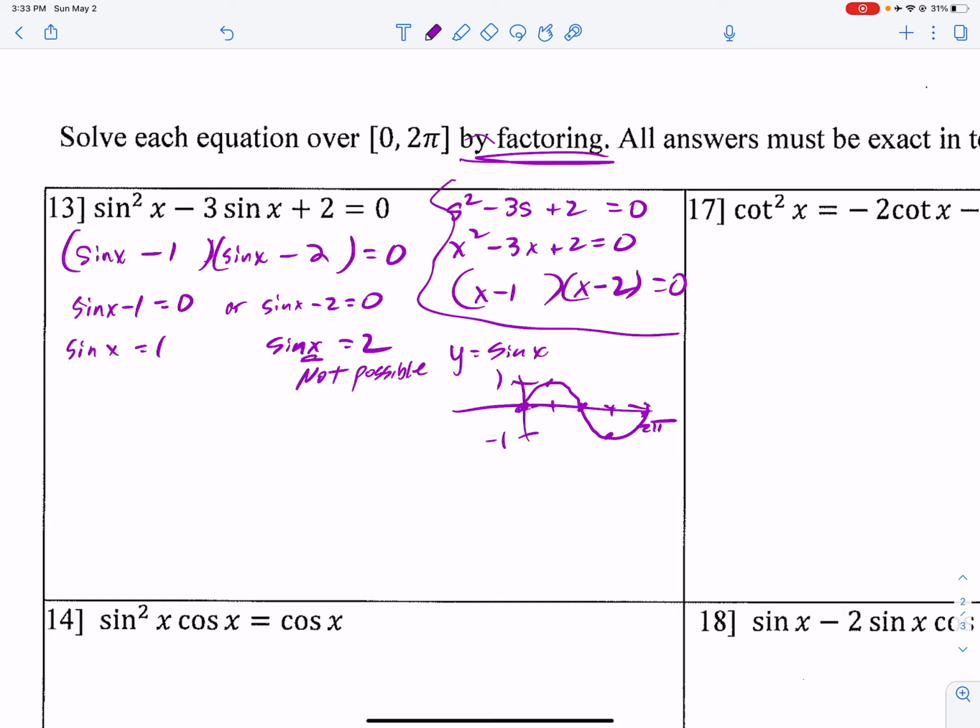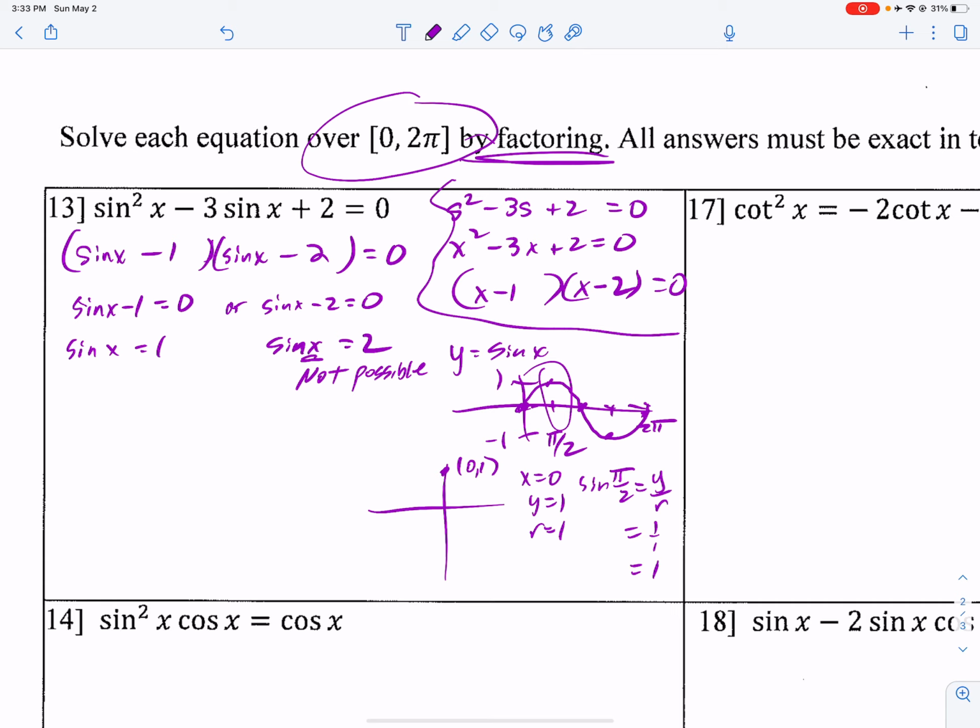However, where is sine of x equal to 1? That's one of those quadrantal angles. Or if I look at the graph, it's at pi halves. Again, it's here at 0, 1, where your x value is 0, your y value is 1, your r value is 1, and sine of pi halves is y over r, or it's just the y value on the unit circle. It's 1 over 1, and it's 1. So what angle between 0 and 2 pi is the sine going to be 1? It is going to be at pi halves.